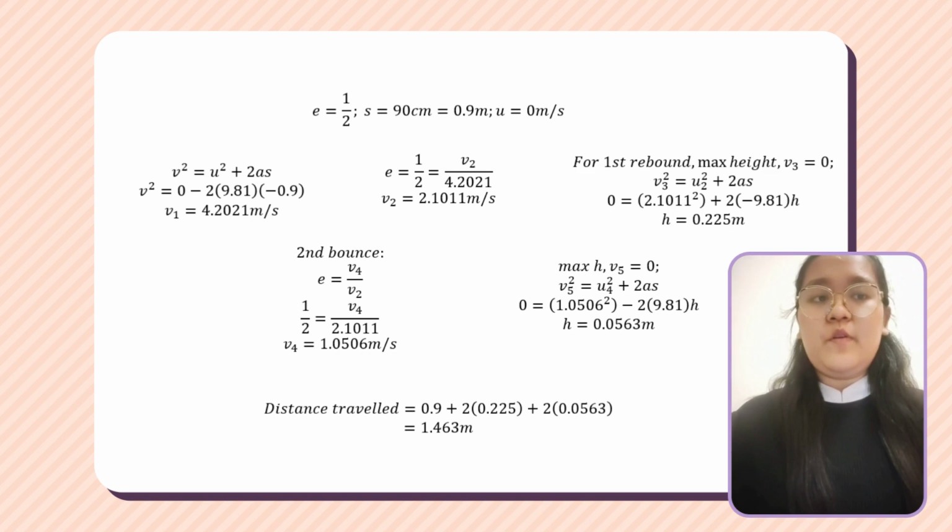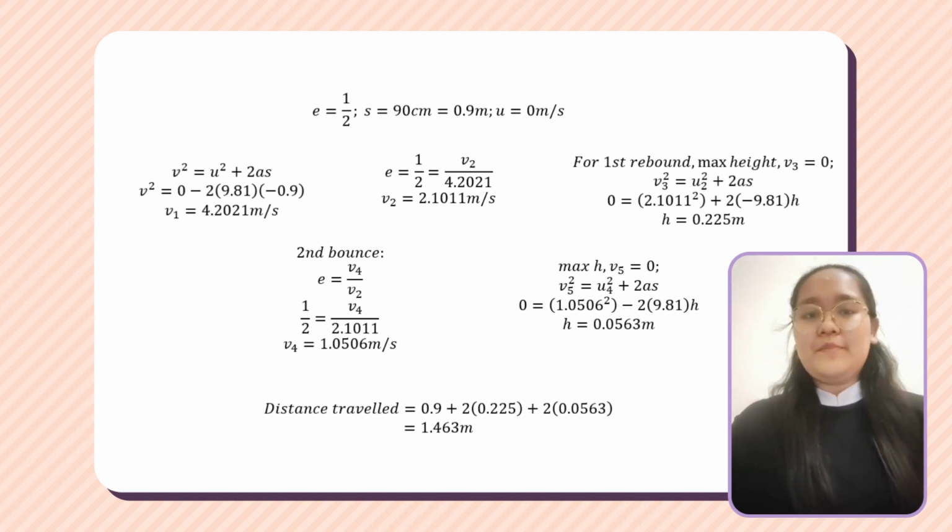And then we get our V4 equals to 1.0506 meter per second. Same thing, max height V5 equals to 0, using the formula of V squared equals to U squared plus 2AS. Our V5 equals to 0 equals to 1.0506 squared minus 2 times 9.81. Why is it positive? Because it's going down and it doesn't go against the gravity, and our S is our H, which is in the y-axis. And then we got our H equals to 0.0563 meter.